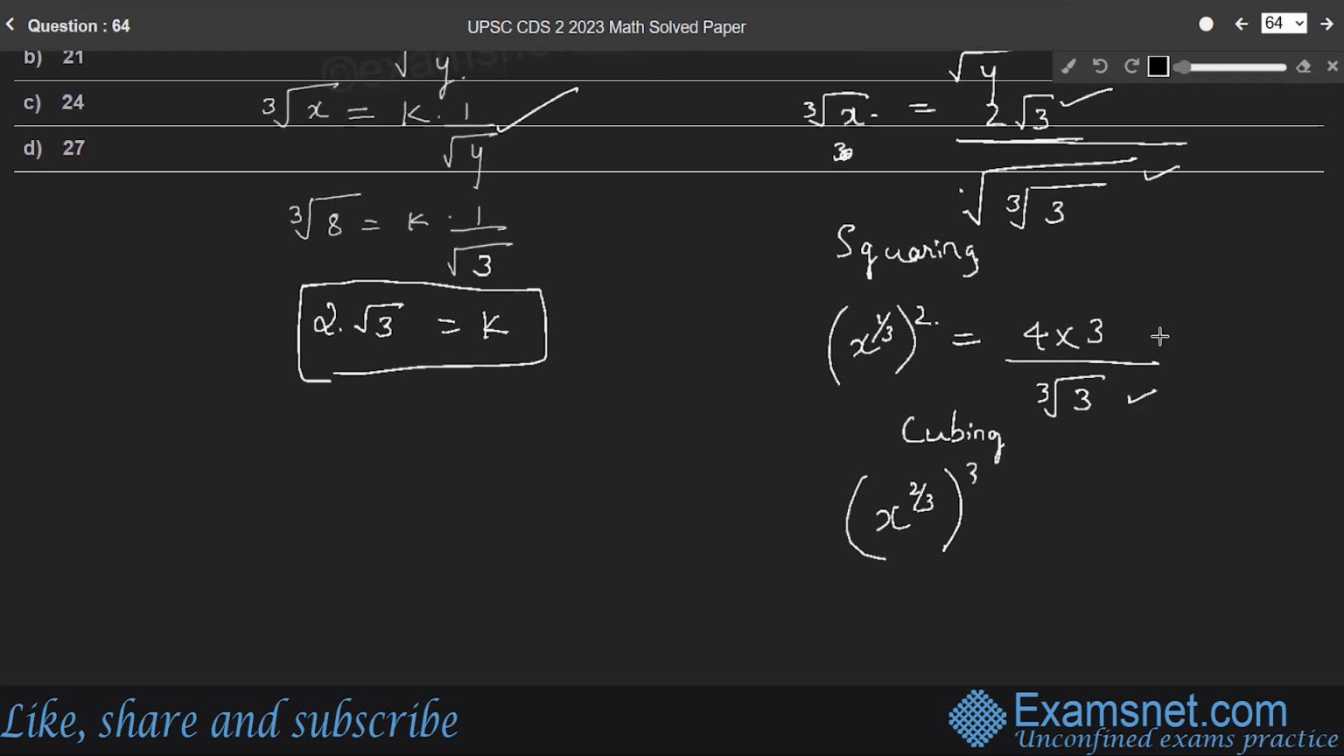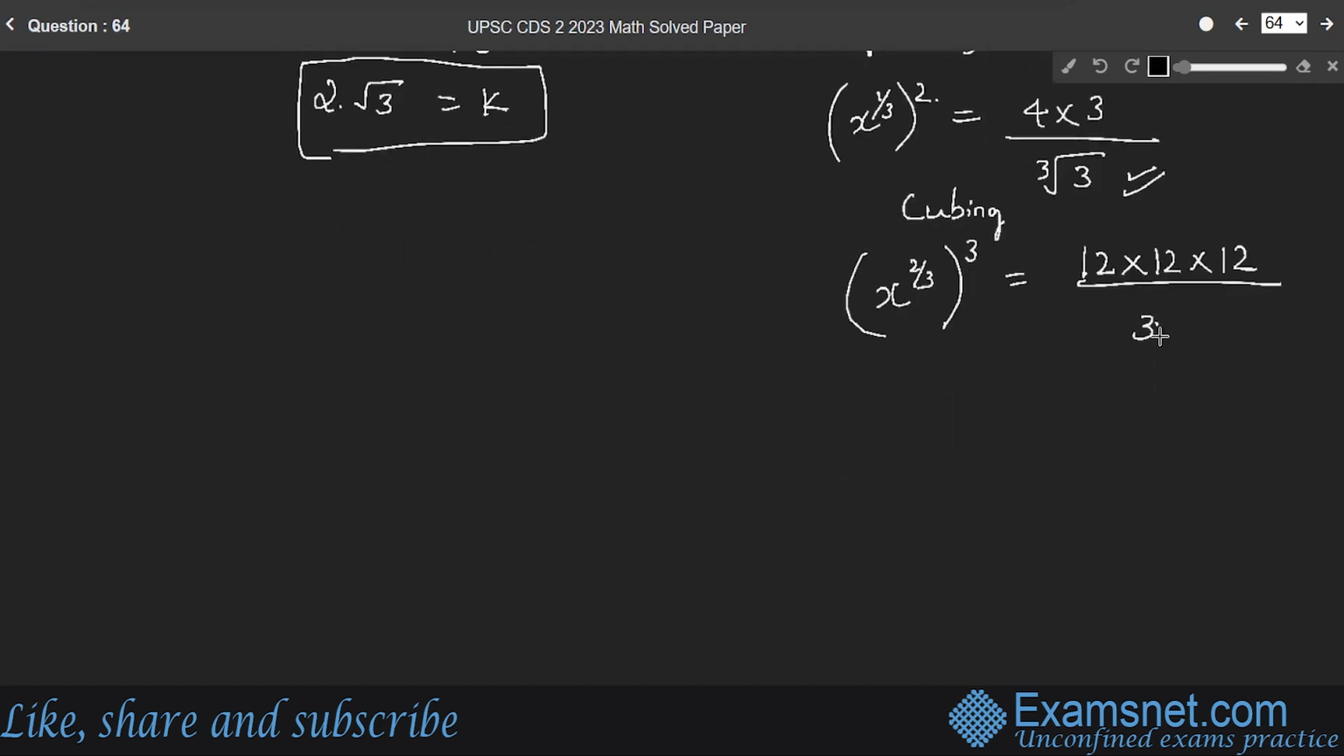Equal to 4 into 3 is 12, so its third power, that is 12 into 12 into 12, and the denominator becomes 3, since cube root of 3 to the power of 3 becomes 3. Therefore, x raised to 2 by 3 raised to 3 is x raised to 2 by 3 into 3. The 3 and 3 get cancelled.